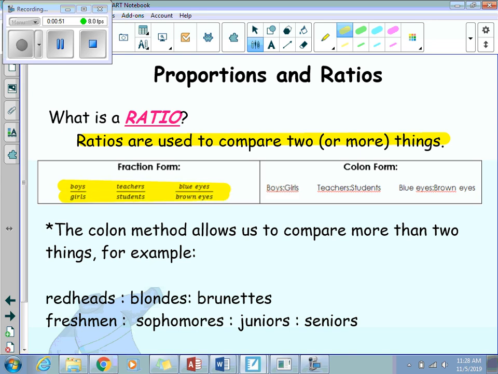But we can also write it as a colon. We use the colon when we're comparing more than one thing. If we want to compare three or four things, the colon is going to be the way to go. So things we could compare, like if you're looking at your class, we can compare eye color, hair color, boys, girls, anything like that. Class year, all these are things that we can use these ratios for.